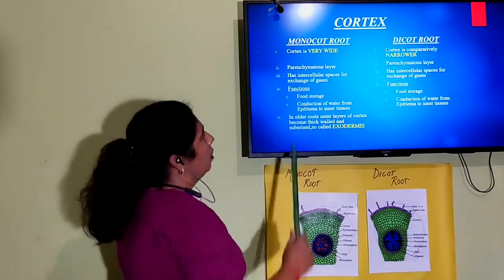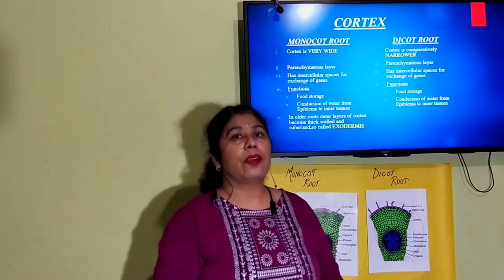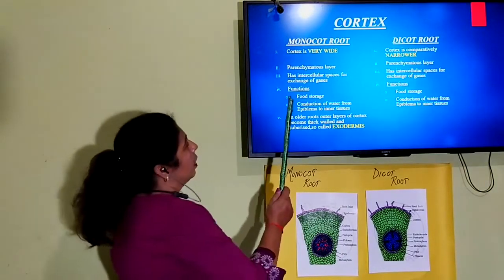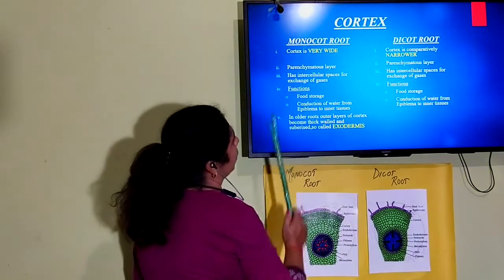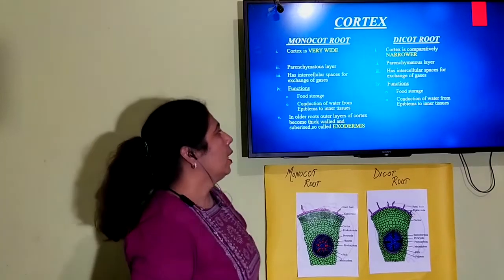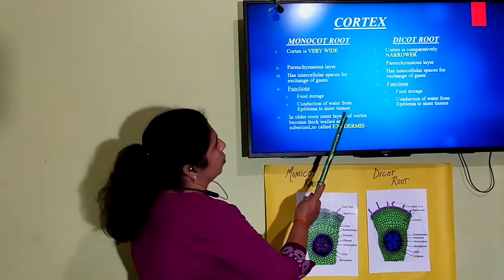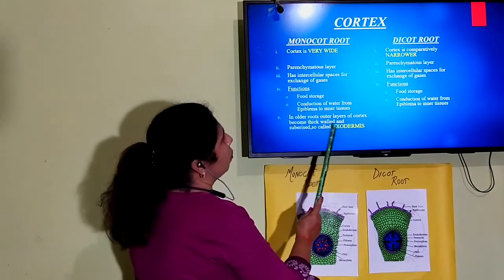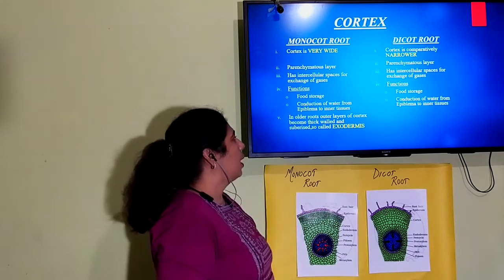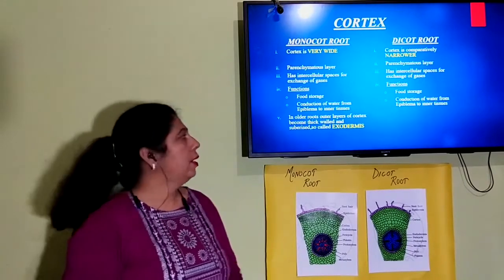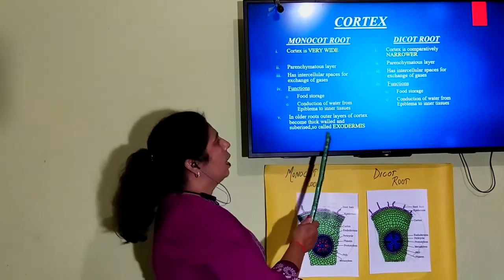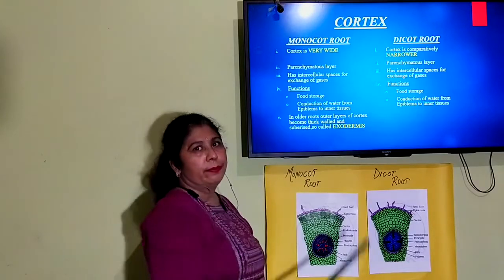If we discuss the functions of the cortex, its first function is food storage. Secondly, conduction of water from the epiblema to the inner tissues. In older roots, the outer layers of the cortex become thick-walled and suberized, called the exodermis.